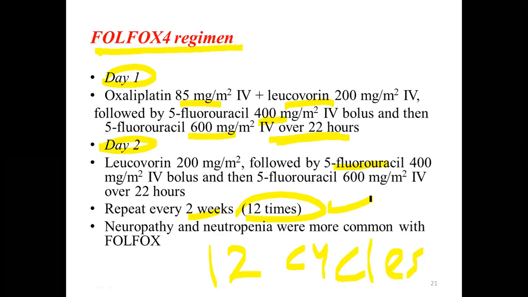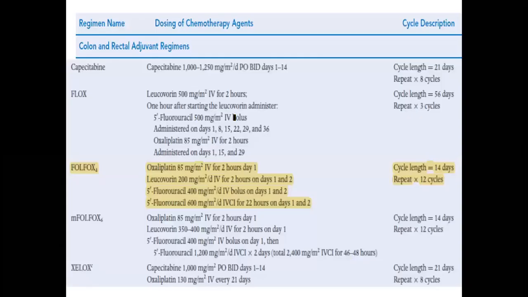Neuropathy and neutropenia are actually very common. Neuropathy is mainly due to oxaliplatin, but neutropenia could be due to 5-FU, or even oxaliplatin. Oxaliplatin can also cause neutropenia, but it is not very severe. So the neutropenia is mainly due to the 5-fluorouracil. According to various studies, this regimen is the most effective, which is why it has been used for quite some time.